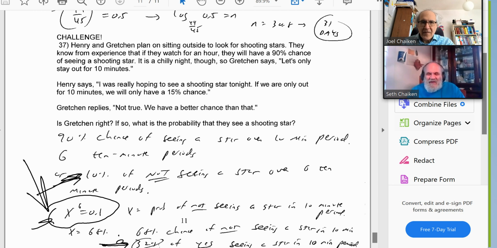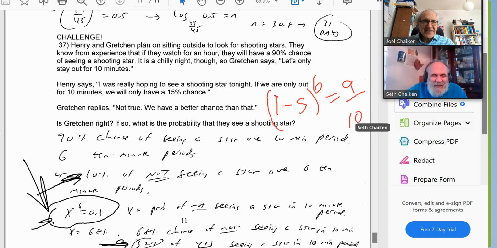And so the probability of seeing no stars in an hour is 1 minus S to the sixth. And you're told that that's 90%. So you want to find out what S is. Where's my annotator? The equation is 1 minus S to the sixth equals 9/10.